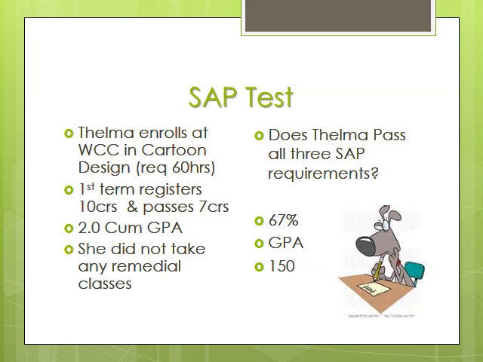Here's a SAP test. Thelma enrolls at Wilson CC, and she enrolls in cartoon design. This program requires 60 hours. Her first term, she registers for 10 credits and passes 7. She gets a 2.0 GPA, and she did not take any remedial classes. Does Thelma pass all 3 SAP requirements? Remember, SAP is 67, GPA, and 150.